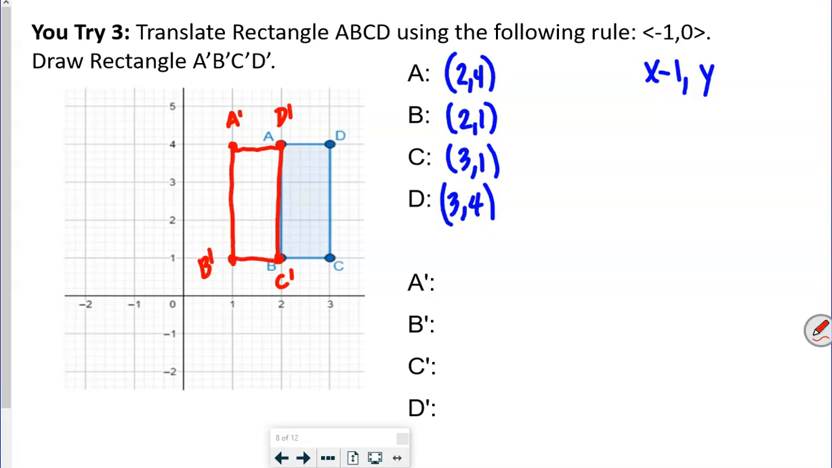Now notice how I did it manually. I moved everything 1 left. So now what is our A prime? It's going to be 1, 4. Our B prime is going to be 1, 1. Our C prime is going to be 2, 1. And our D prime is going to be 2, 4. Does that make sense to everybody?